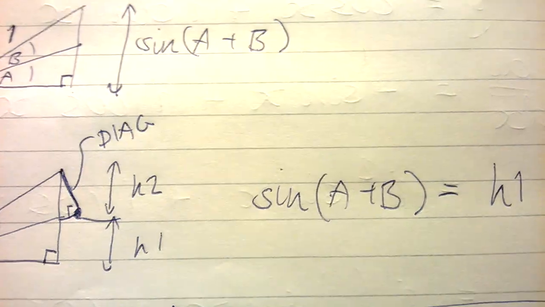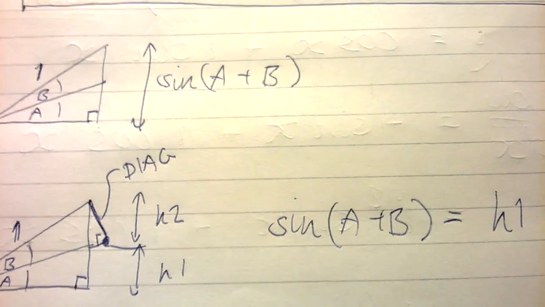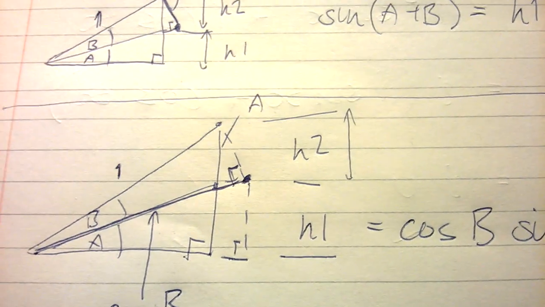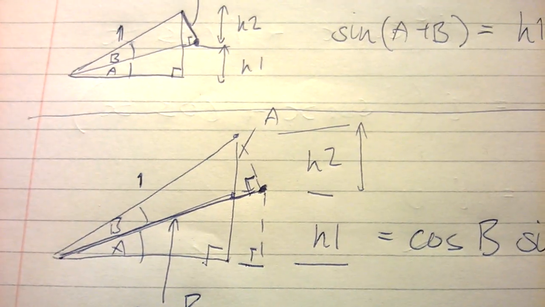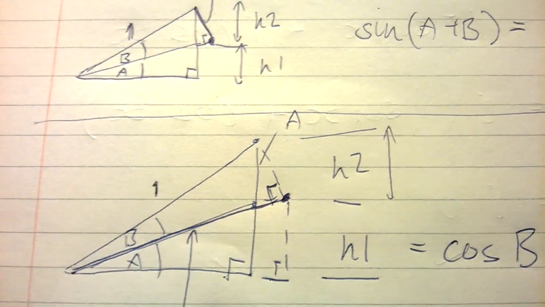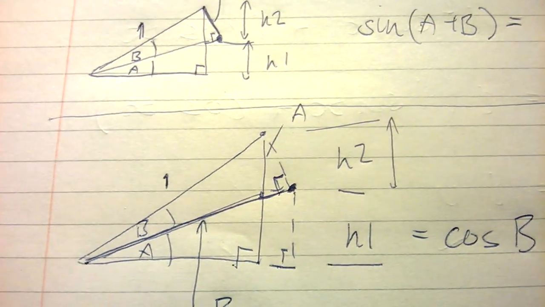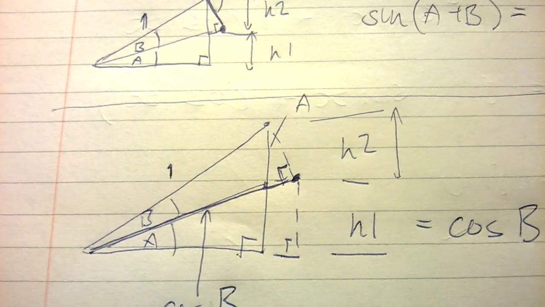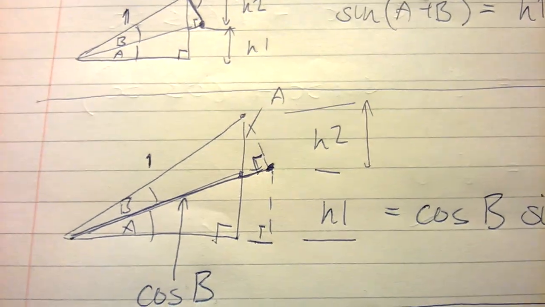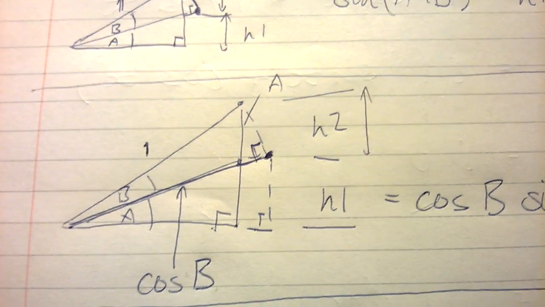That means that the sine of A plus B is just h1 plus h2, because the original height of the whole thing is the same as before. Because we've pulled out the top triangle until it is a right-angled triangle, we've still got the same unit hypotenuse on the top. That means the extended line itself will now be cos B.